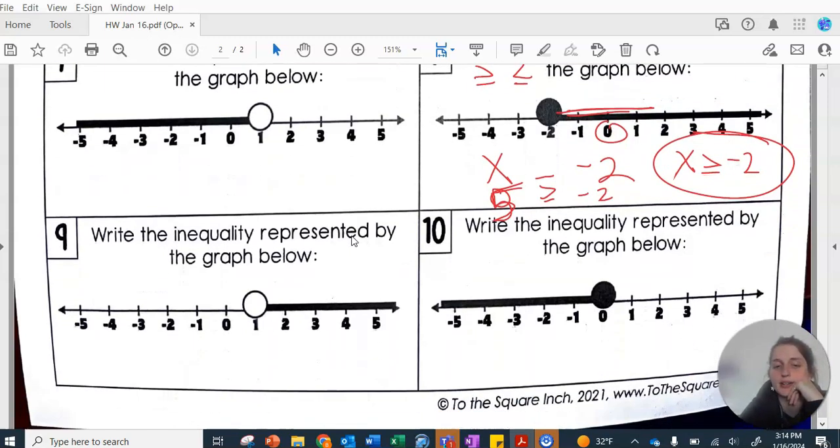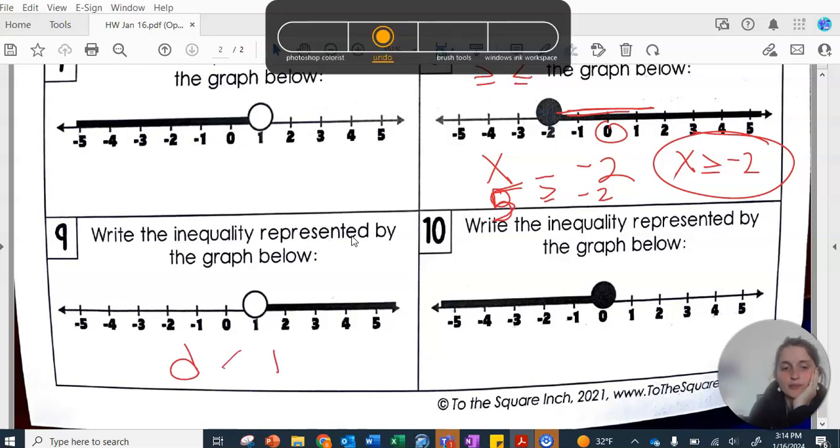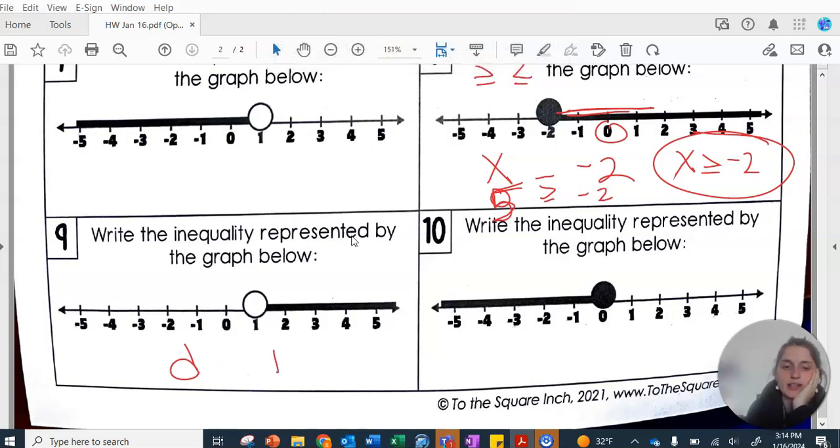If you want to do one more together because I'm feeling nice, let's do number 9. It's an open circle on 1. Just for funsies, I'll choose a new letter, D for Miss Douglas. So I'm either going to have this or this. And the way I pick is I check a random number. Let's pick 4. 4 compared to 1, would I put a greater than or would I put a less than symbol? I would put a greater than symbol because 4 is greater than 1.